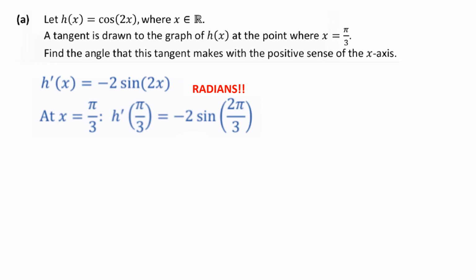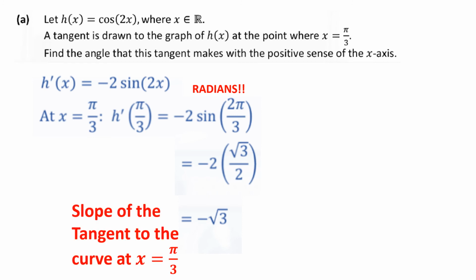So in a Casio, there will be an R or RAD at the top. In Sharp, you're going to have an R or RAD. So we're taking our h dash of x, the first derivative, and we're finding h dash of pi over 3, putting that into the calculator, and we end up with minus root 3. Now, what I'm going to do is I'm going to sketch this out. You can do it without a sketch, but I think it's going to be much more challenging.